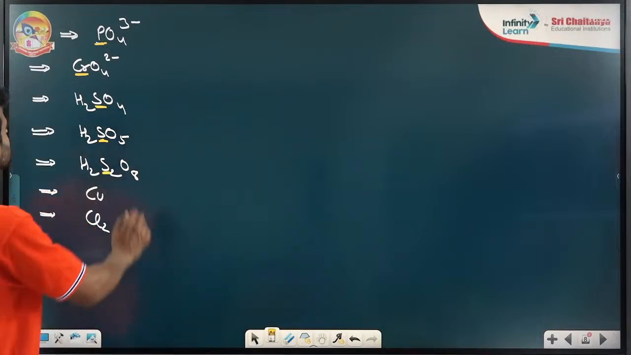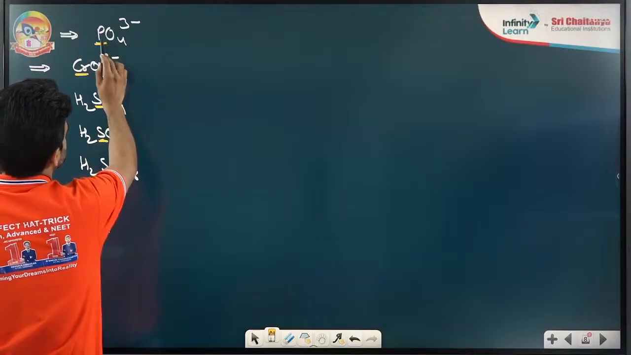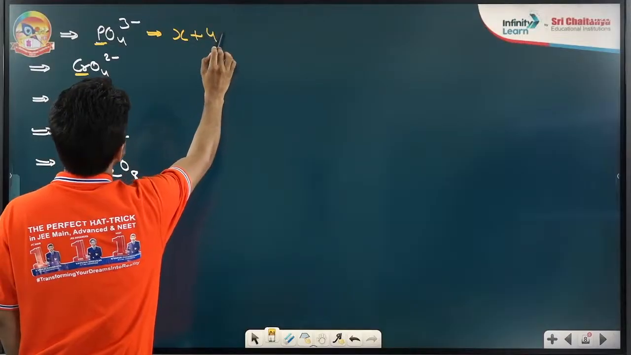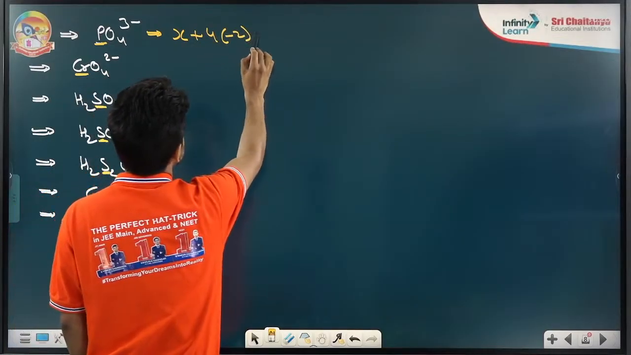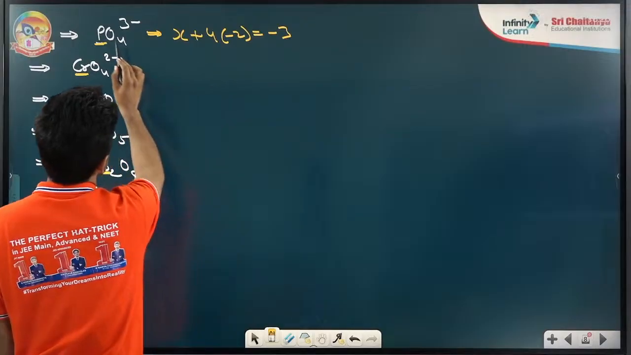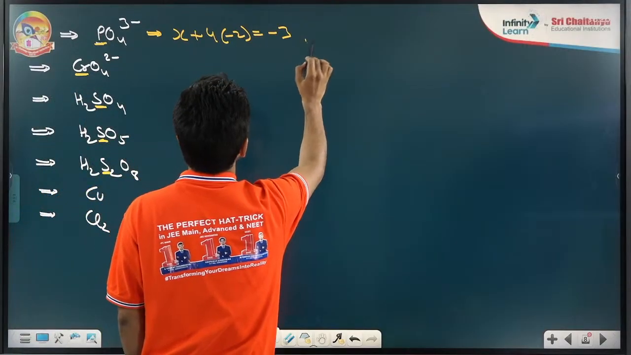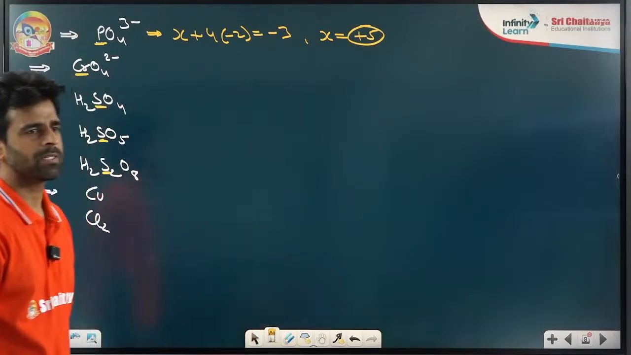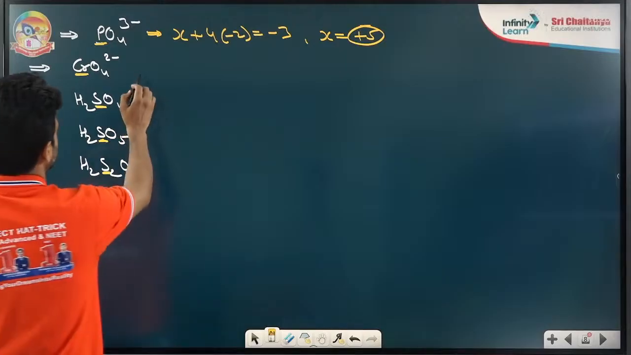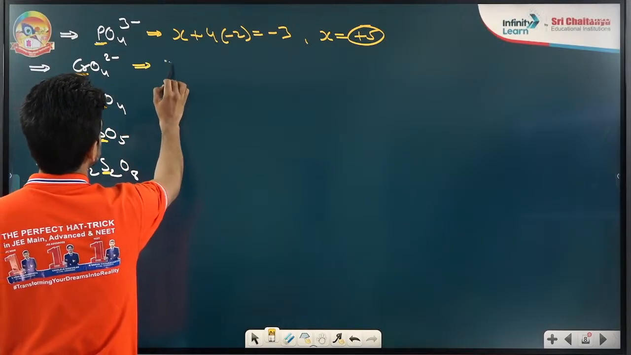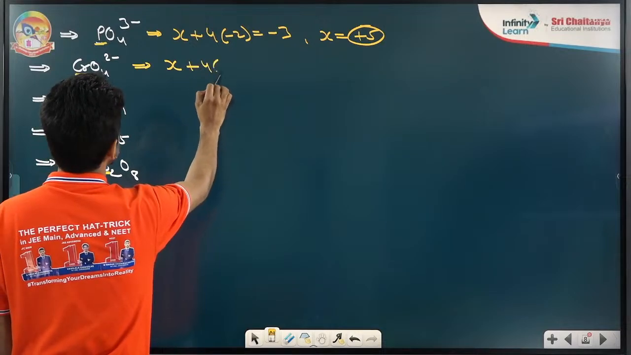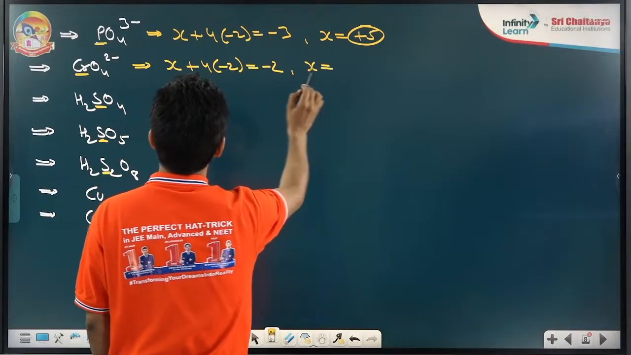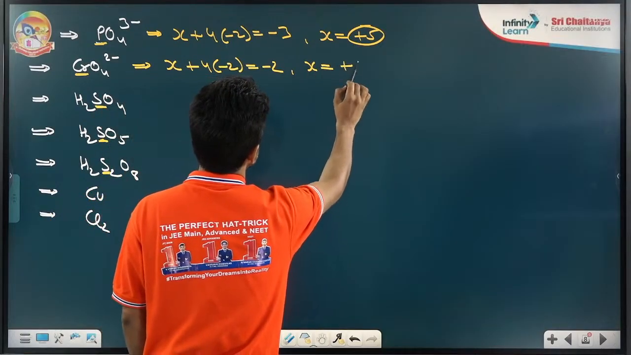Right? In this case, bache, we are finding for phosphorus. Imagine phosphorus as X. Oxygen 4 into -2, equals to -3. So X from here is coming how much, beta? +5. X coming +5. Very good. Now if you go for this one, how much for chromium? X, 4 into -2, equals -2. If you solve this, X coming from here, yes, you can write +6.